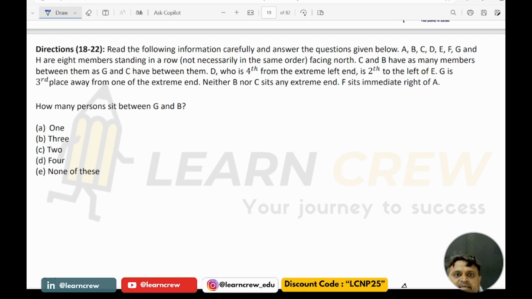Next question is based on a puzzle. A, B, C, D, E, F, G and H are 8 members standing in a row facing north. So all are facing north. 1, 2, 3, 4, 5, 6, 7, 8. C and B have as many members between them as G and C. I don't know how many members are there here. Okay.